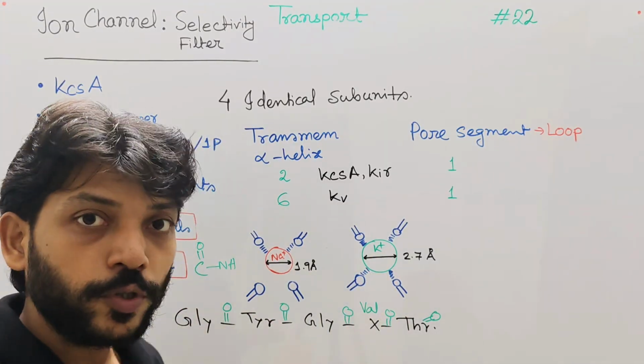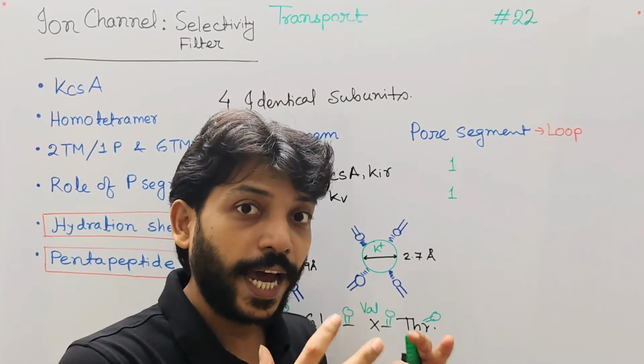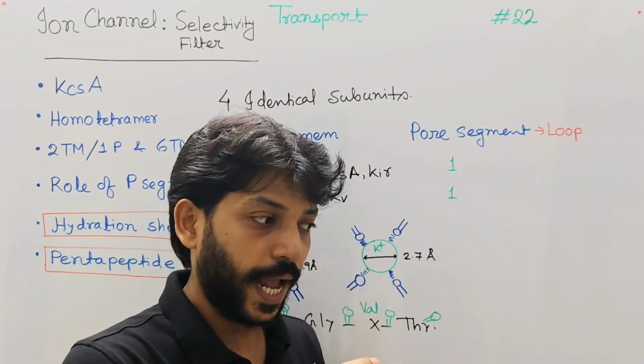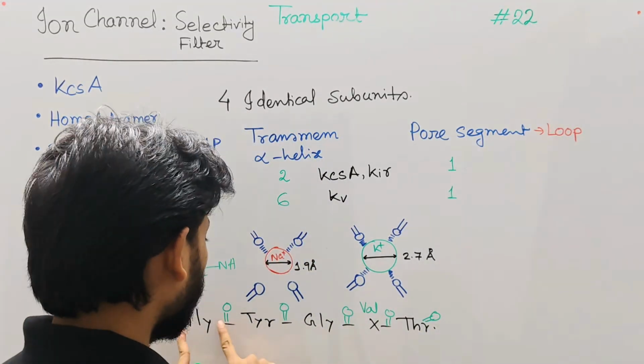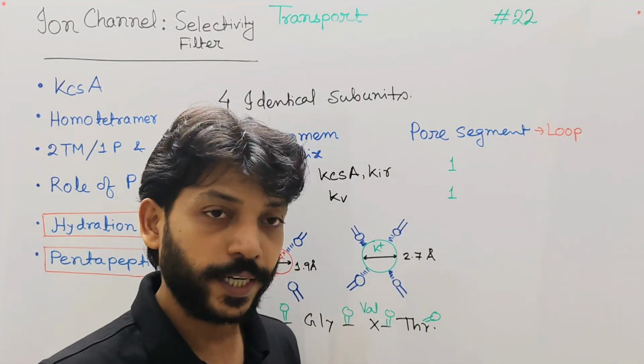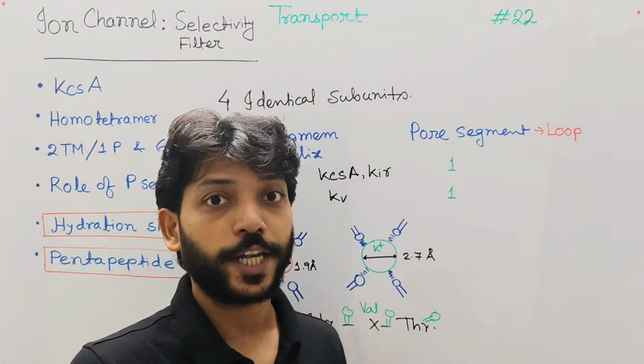So the potassium ion that is present in the hydration cell can easily enter inside the channel and can make a bond with the oxygen atoms. So there is no requirement of energy, so there is no energy penalty.